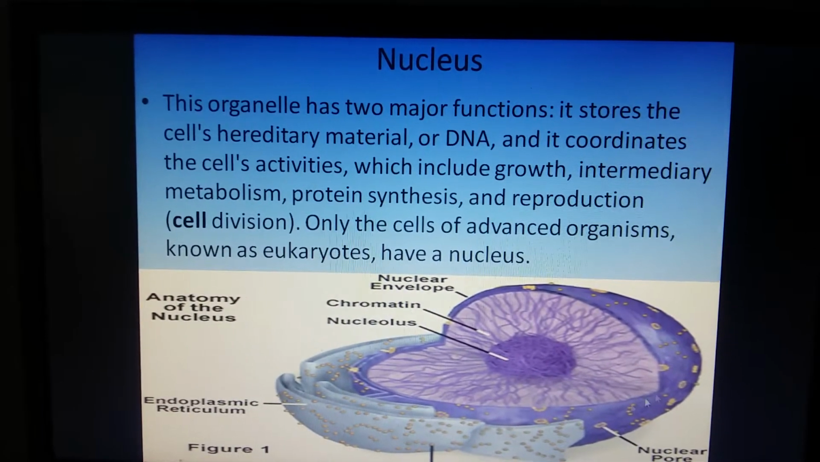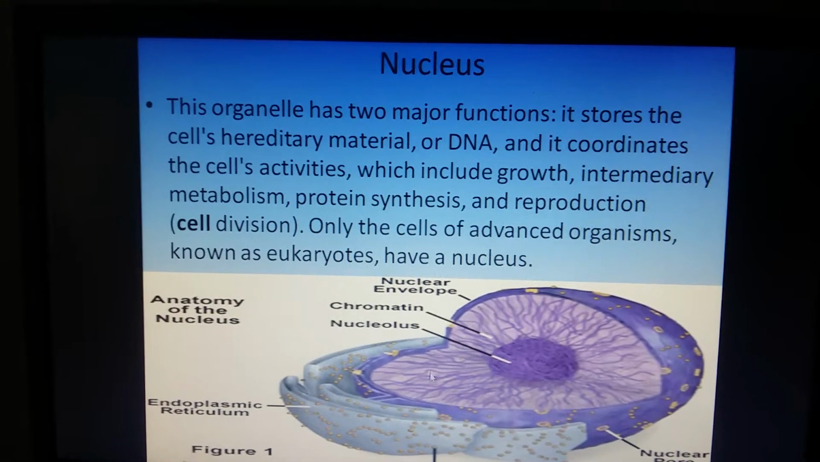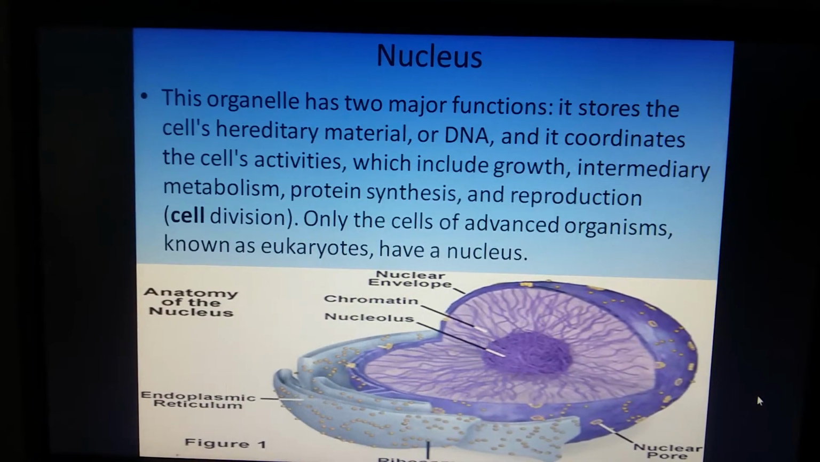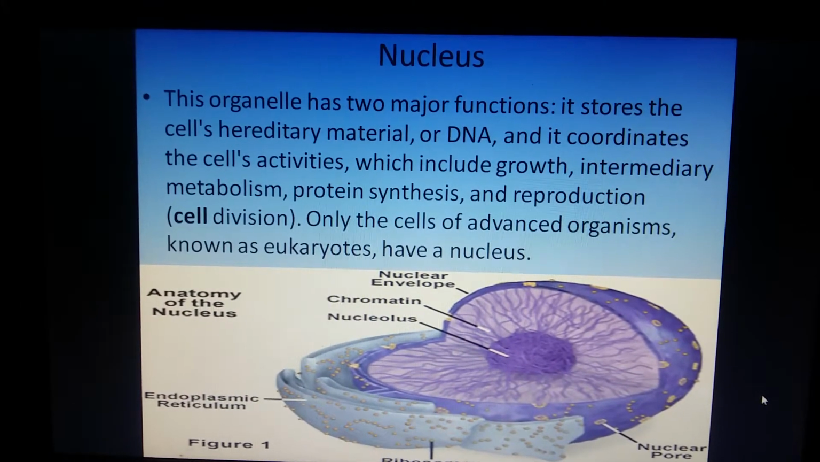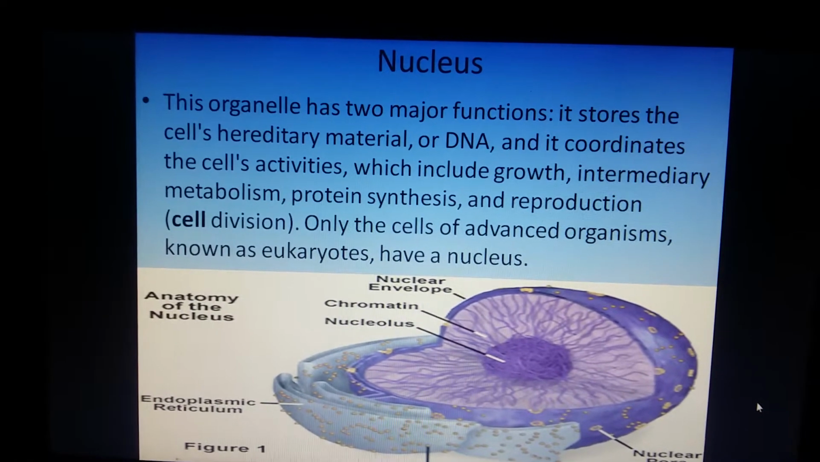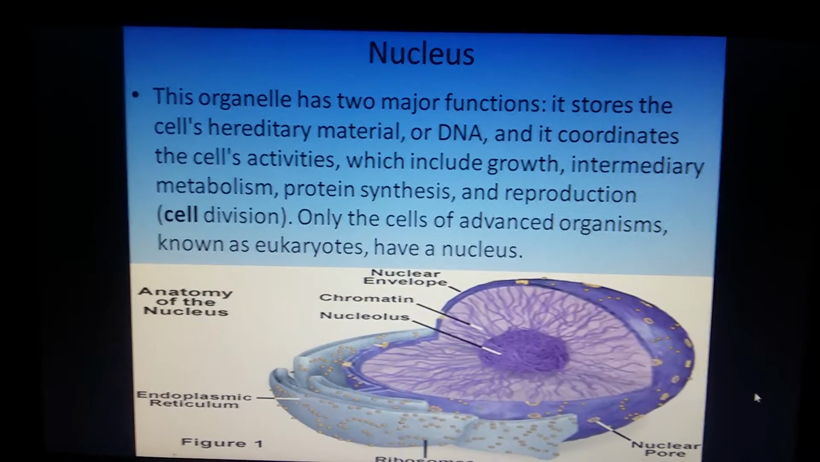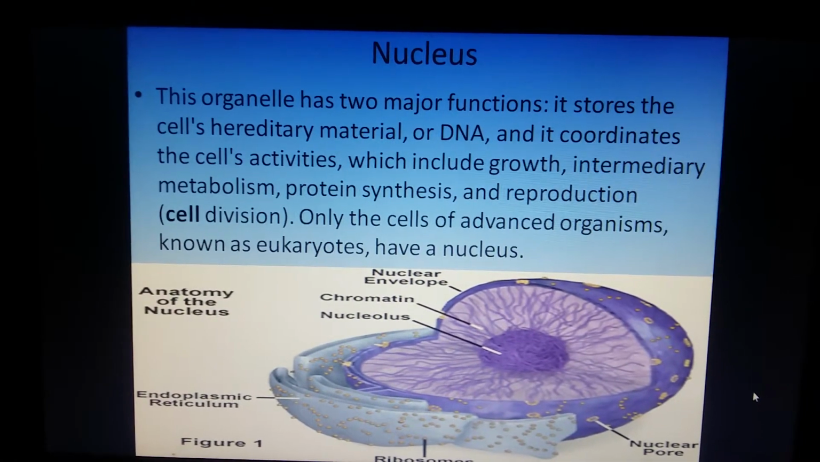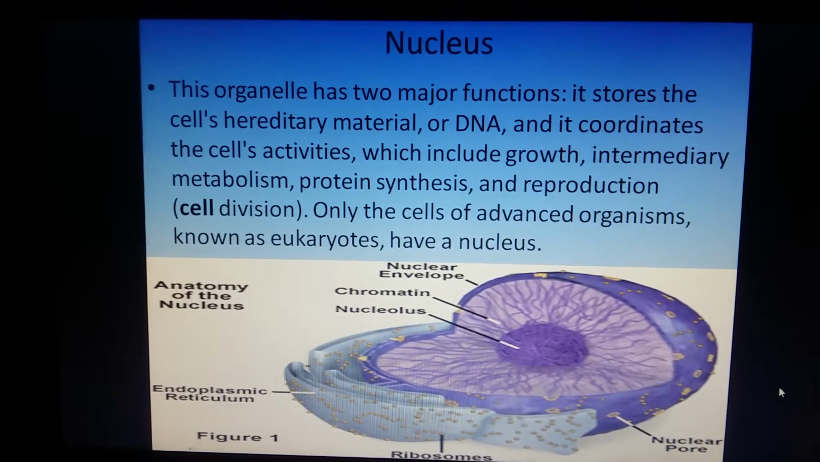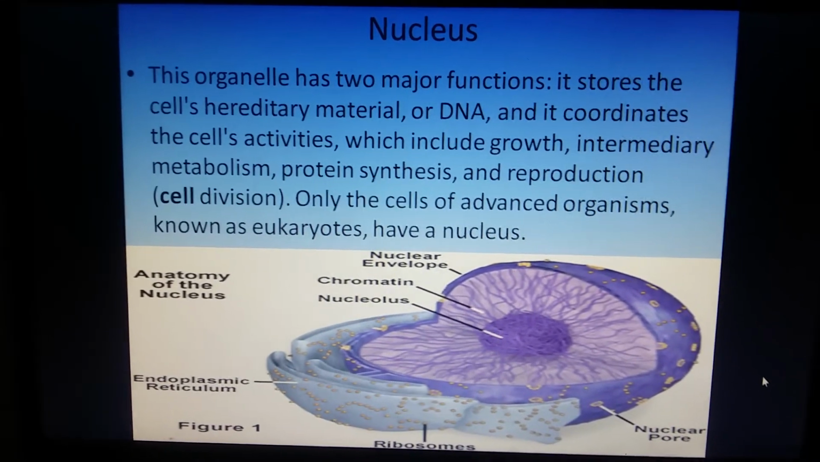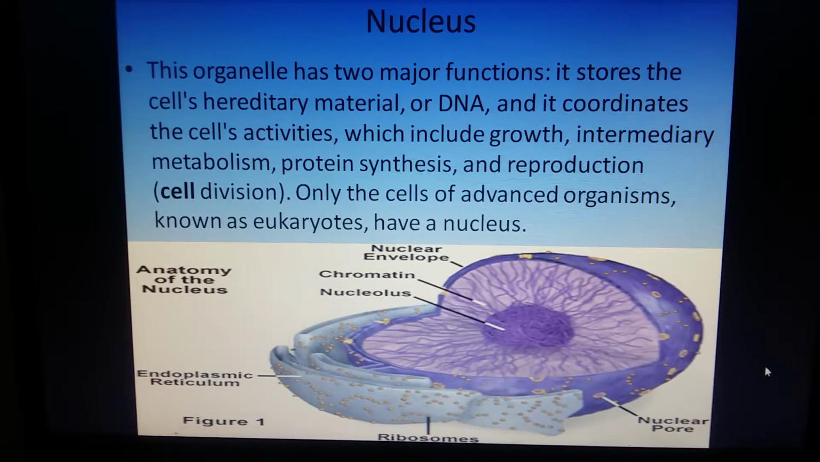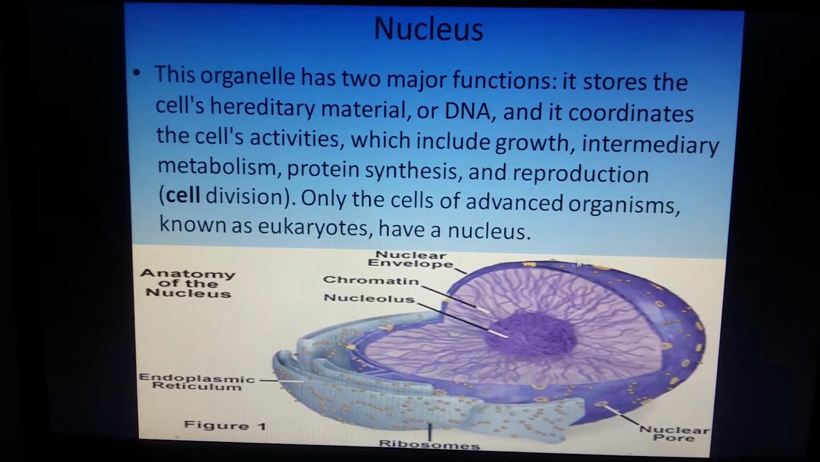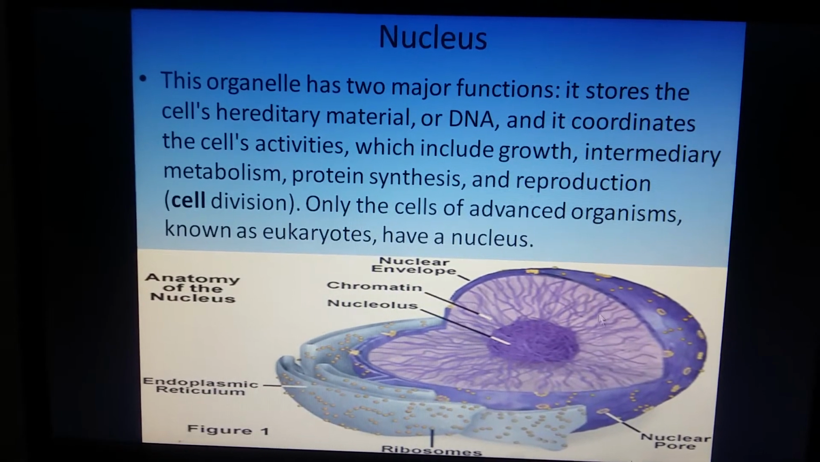Actually, the nucleus is the monitor of the cell. It coordinates all the activities within the cell, which include growth, intermediary metabolism, protein synthesis, reproduction, and the reproduction of the cell is actually the cell division. Only the cells of the advanced organisms known as eukaryotes have a nucleus. Students, don't get confused between eukaryotes and prokaryotes, because in our next class I am going to explain the difference between them. For now, remember that only eukaryotic cells have a nucleus and the prokaryotes do not.